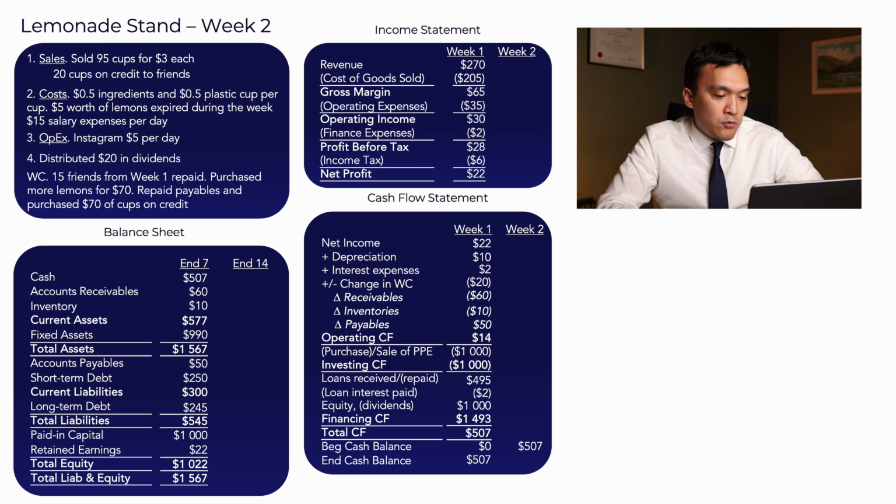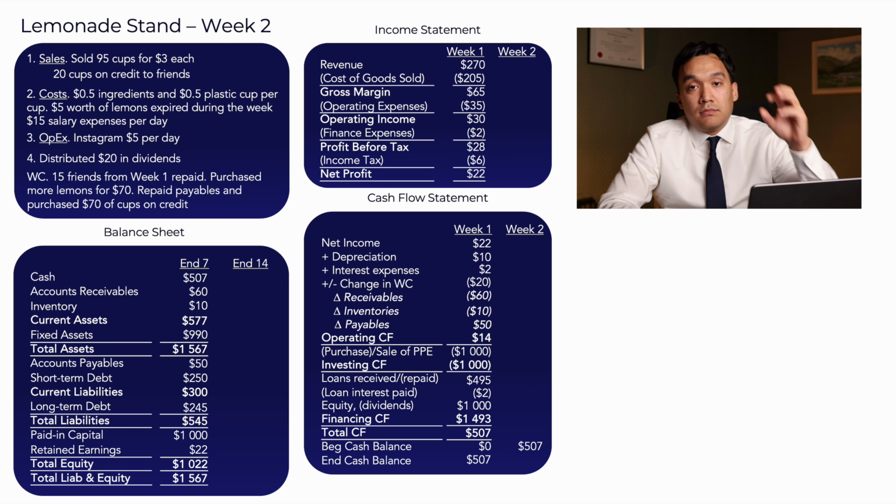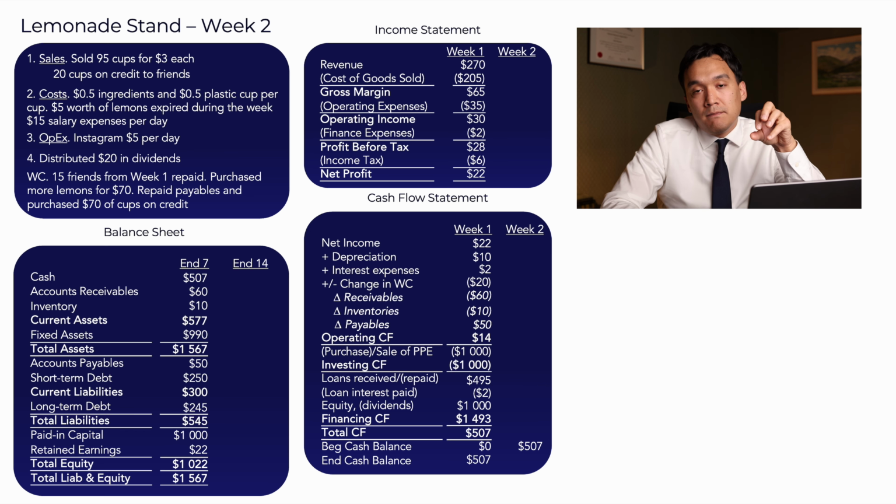So what do we know? We know that our beginning cash balance is $507 at the beginning of week 2. So cash at the end of week 1 is the beginning cash at the beginning of week 2. So this makes sense.